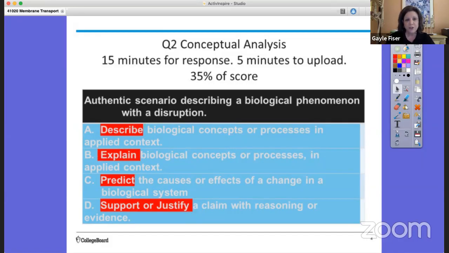Question 2 is going to be an authentic scenario describing a biological phenomenon with a disruption. There are 4 parts, but there's only 1 task verb in each. A, describe biological concepts or processes in applied context. B, explain biological concepts or processes in applied context. C, predict the causes or effects of a change in a biological system. This means that something is going to be removed or changed, and you have to figure out what's going to happen from there. And then D, support or justify. Again, make that claim, that evidence, and that reasoning. The reasoning needs strong biology behind what you're saying, and evidence is usually the data.